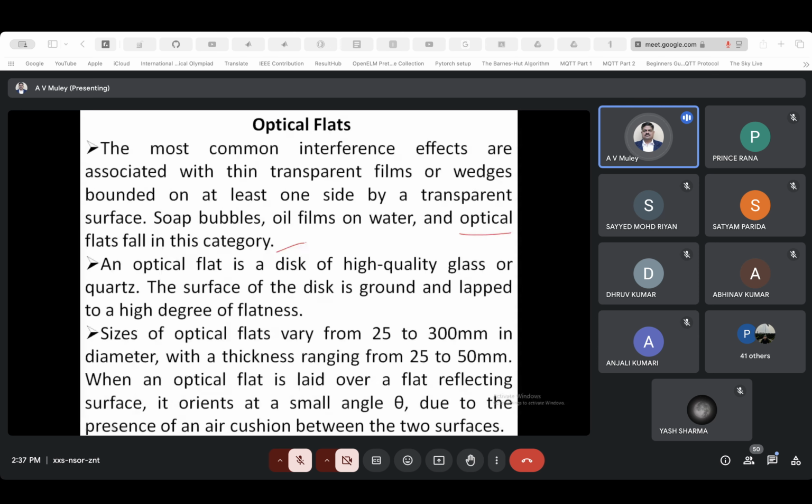The size of the optical flat varies from 25 mm to 300 mm in diameter, with a thickness ranging from 25 to 50 mm. When an optical flat is laid over a flat reflecting surface, it orients at a small angle theta due to the presence of an air cushion between the two surfaces. जैसे optical flat रखोगे आप, तो there is an air gap basically. Air gap that will create a small angle. ये कैसे दिखता है, and that results in this interference.